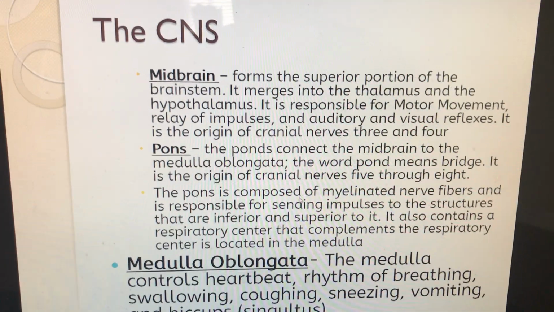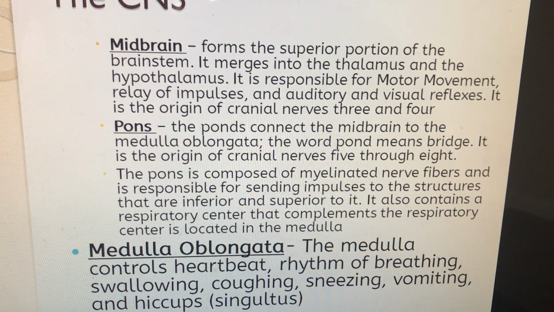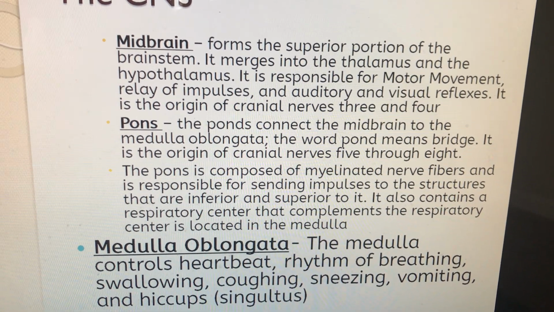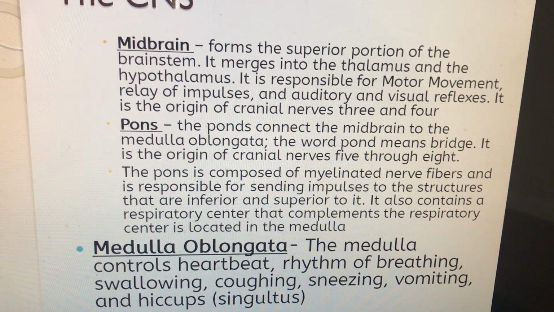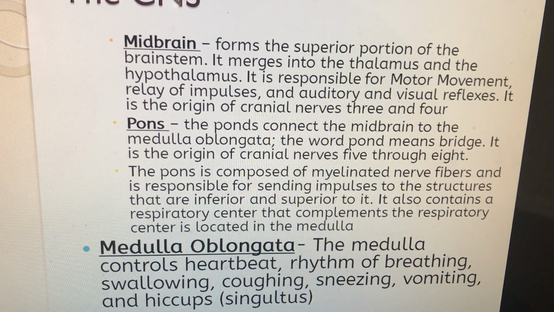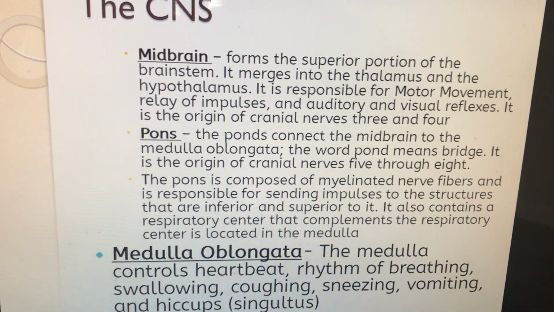So the midbrain forms the superior portion of the brainstem. It merges into the thalamus and the hypothalamus. It is responsible for motor movement, relay of impulses, and auditory and visual reflexes. It is the origin of cranial nerves 3 and 4.